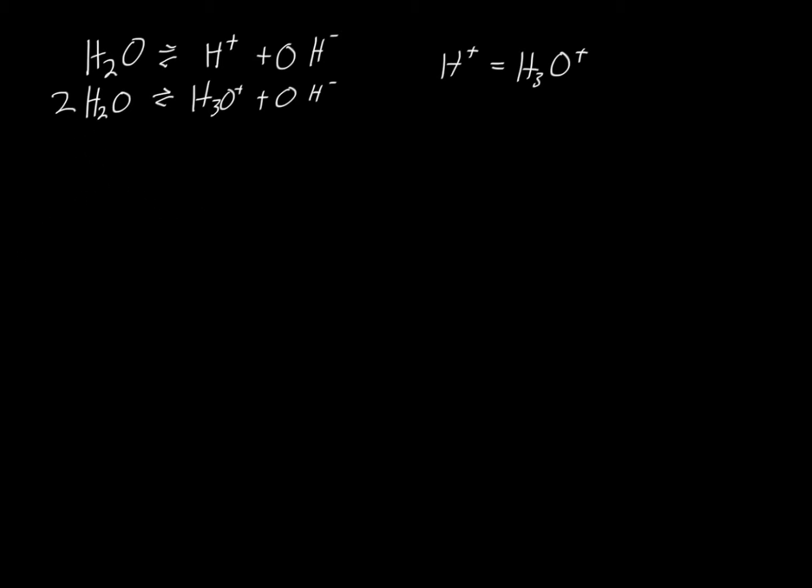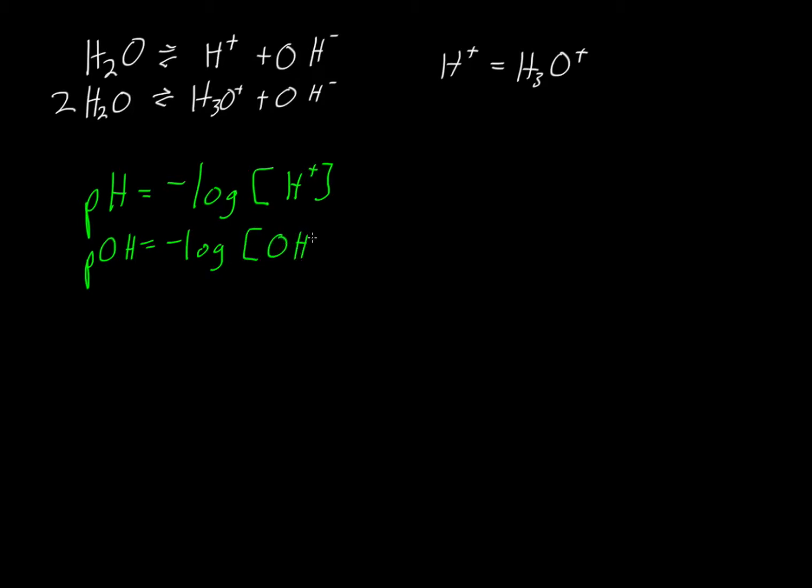pH is actually defined as the negative log, now that's log base 10, of the concentration of hydrogen ions in solution. Okay? On the flip side, pOH is equal to the negative log of hydroxide ions in the solution.